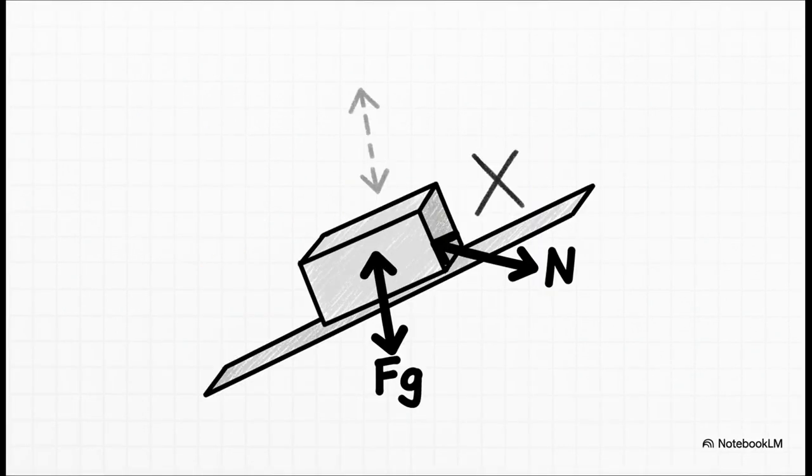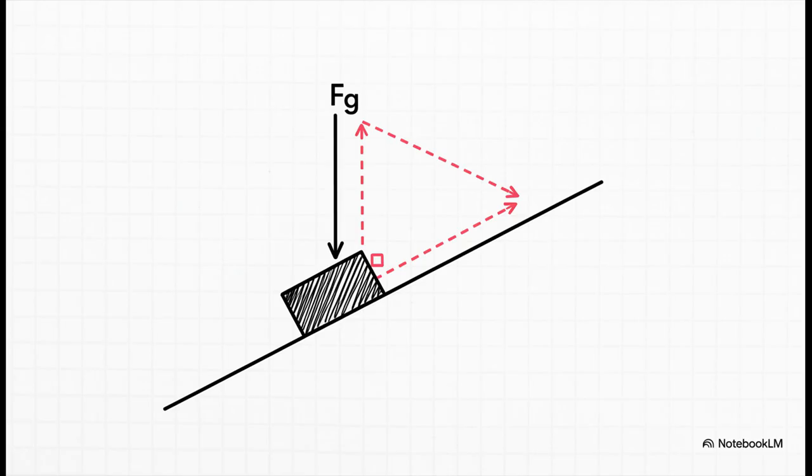Okay, let's draw our diagram. First force, gravity. That's the easy one. It always points straight down. Now the second one is the normal force, and this is where so many people mess up. Normal in physics just means perpendicular. So the force isn't pointing straight up, it's pointing perpendicular, straight out from the surface of the ramp. Get that right.